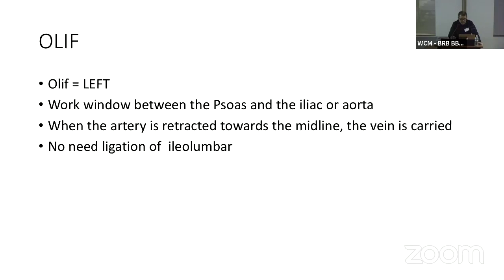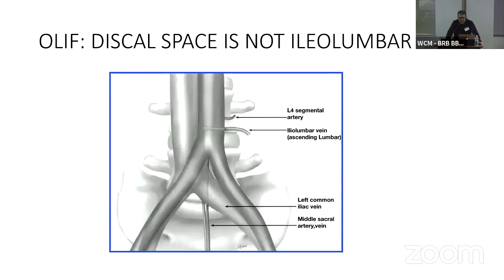OLIF is different because OLIF is necessarily from the left, because the working window is between the artery and the psoas. For this reason, retraction of the iliac vessels is necessary in L3-4 and L4-5, and of the aorta in L2-3, and in some cases in L3-4. But in OLIF, the target is the iliolumbar vein.